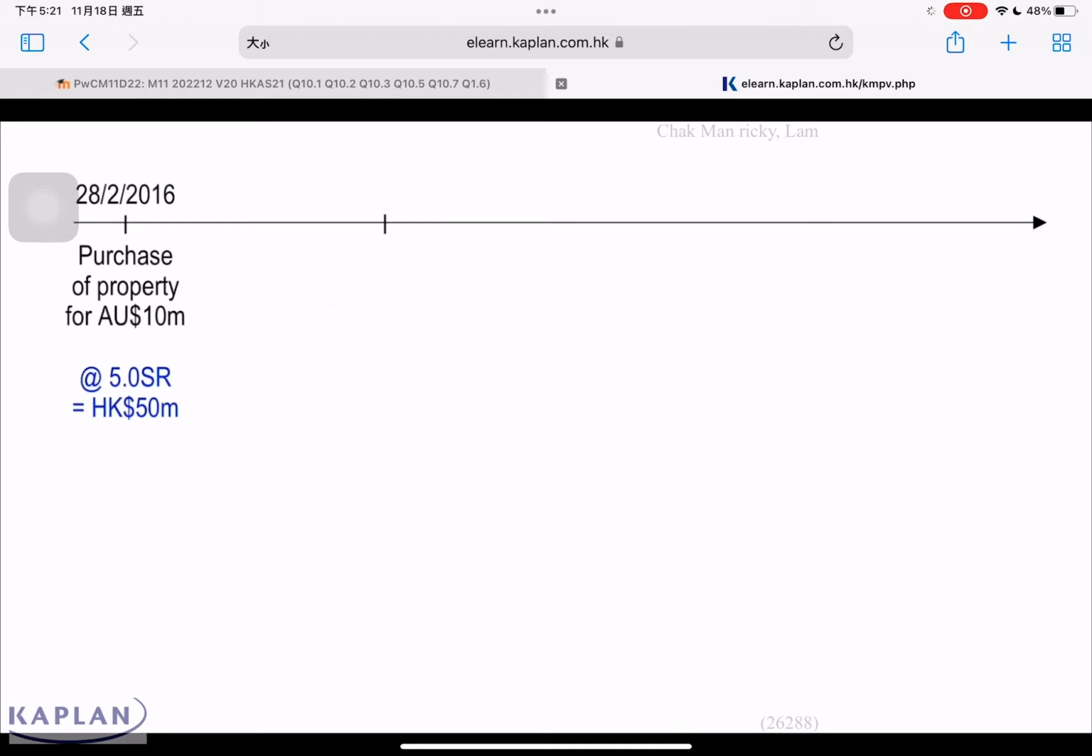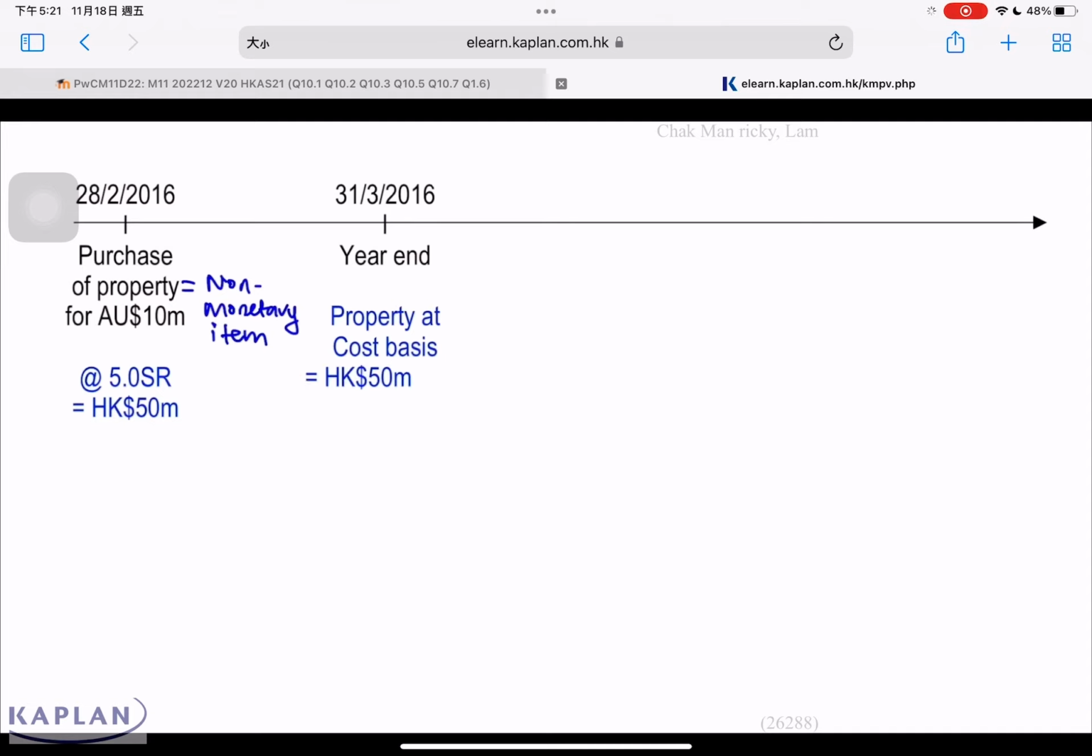When it comes to year end, assuming it's 31st March, one month after the date of purchase, a property is considered a non-monetary item. If it's a non-monetary item, we do not need to remeasure using the closing rate unless the property is measured on a fair value basis. In other words, if the property is at cost model, assuming there's no depreciation, assuming it's land, this amount will be equal to $50 million. Because it's a non-monetary item, at year end it will be at cost, which is $50 million, based on the exchange rate used for initial recording.